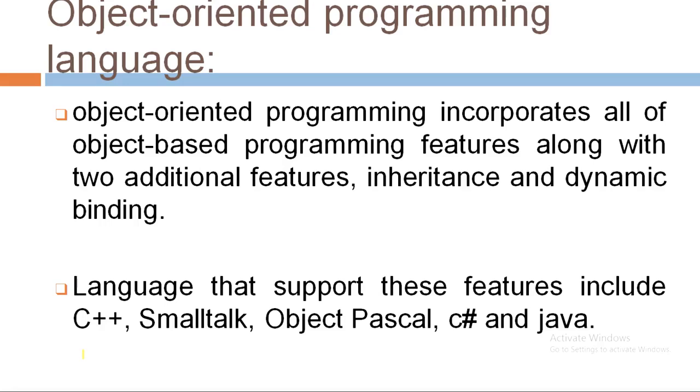The next thing is the object-oriented programming language. Object-oriented programming languages incorporate all of the object-based programming features along with inheritance and dynamic binding. The object-oriented programming languages are C++, C#, Java, Smalltalk, Object Pascal, and so on.